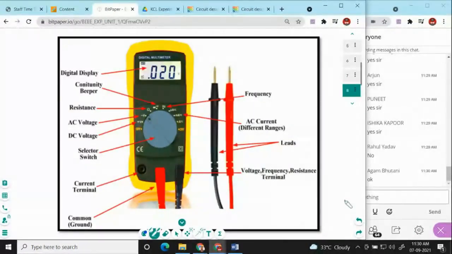This particular multimeter shows different sections, okay. So this particular section is called a digital display, where you can see all the readings related to that particular calculation. You can see right here. This is a continuity beeper. The continuity beeper is used to check the wire connectivity.